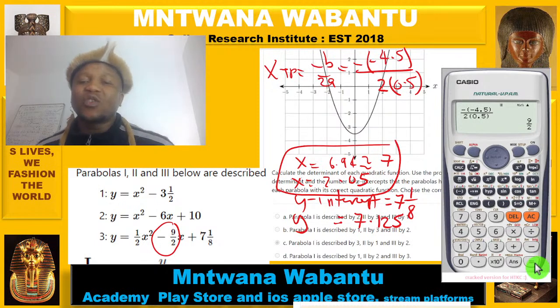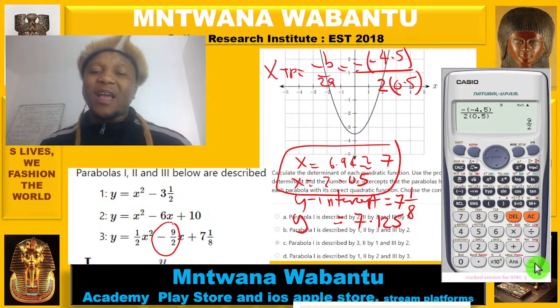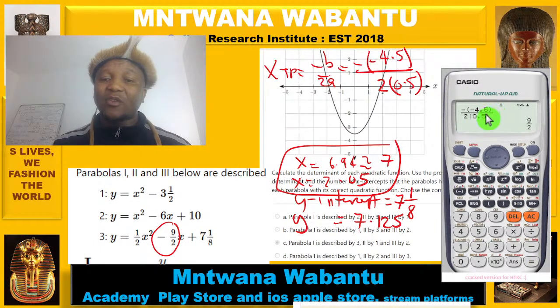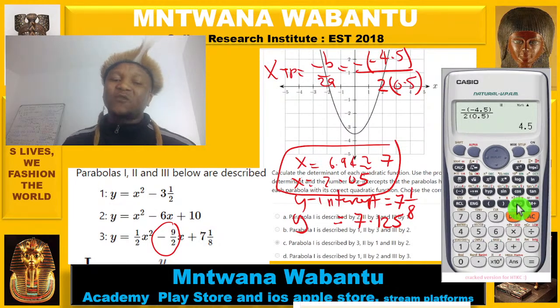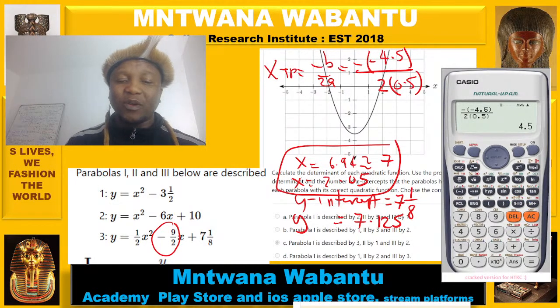When you press equal, this is going to give you 9/2. 9/2 means 4.5. Let me check that I plugged in the calculator correctly. Negative is negative. B is negative 4.5. Yes. 2 times A equals 0.5. Yes, correct. So equal gives 9/2. Plug it in the calculator and press SD. When you press SD, it changes to the decimal, which is 4.5. So X at the turning point is 4.5.